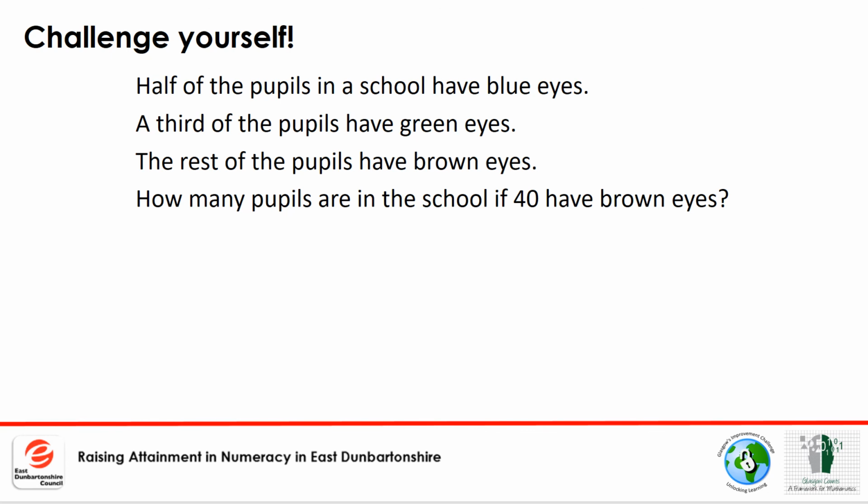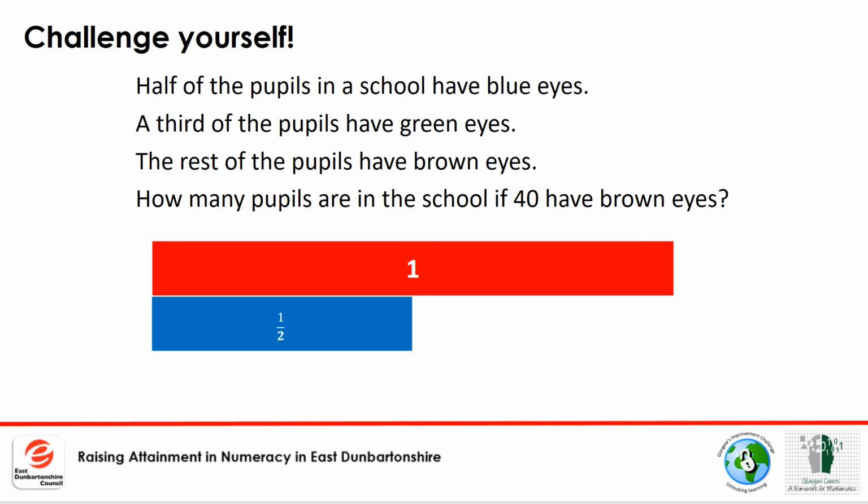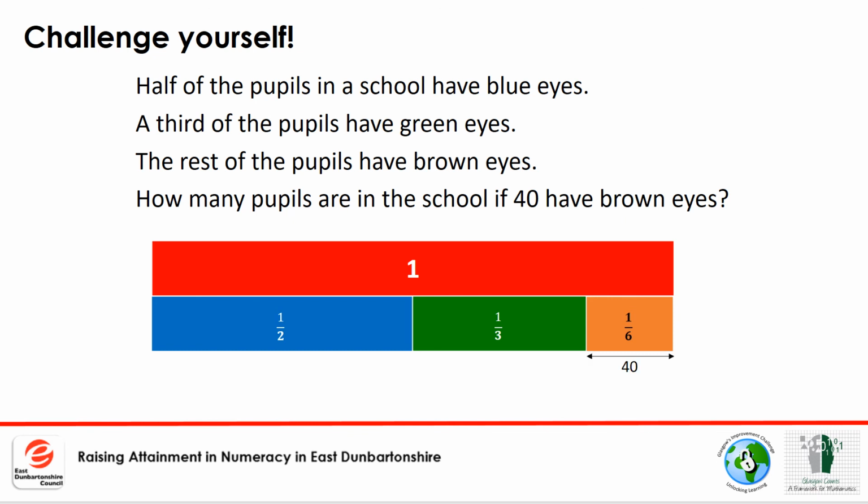So let's have a look. That's my school. Half have got blue eyes, 1/3 have green eyes, the rest have brown eyes. Just by playing about, I can work out that's a 6th. Okay, but I have to play about to discover that. So, how many pupils in the school if 40 have brown eyes? So now I know that a 6th equals 40. So what's the rest going to be? Well, the rest is going to be 5/6, isn't it?